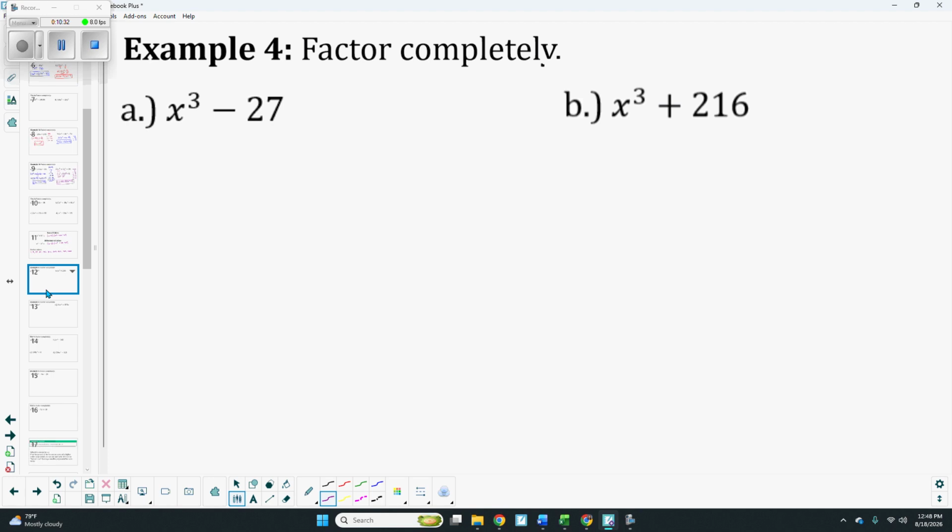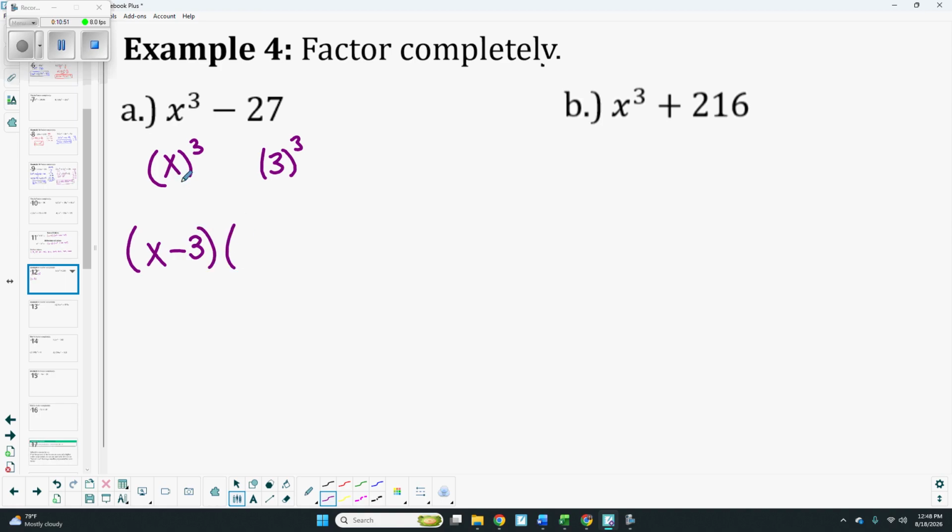So for example 4, we have x cubed, which is just x being raised to the third power. And we have 27, which is 3 being raised to the third power. And it's a minus in between. So this is our a, and this is our b. We're going to start with x minus 3.